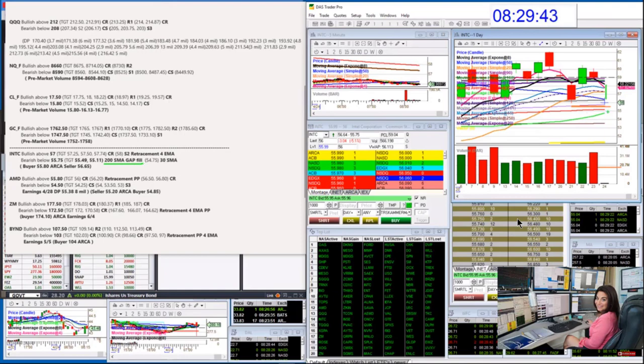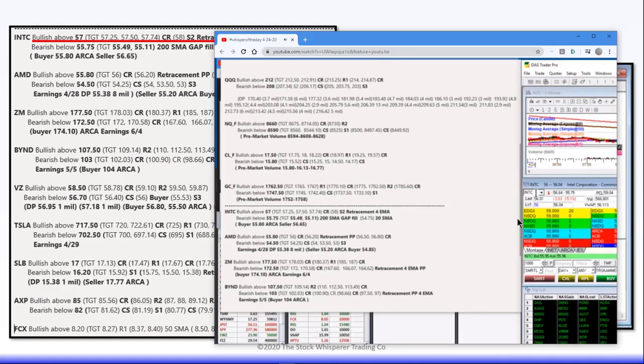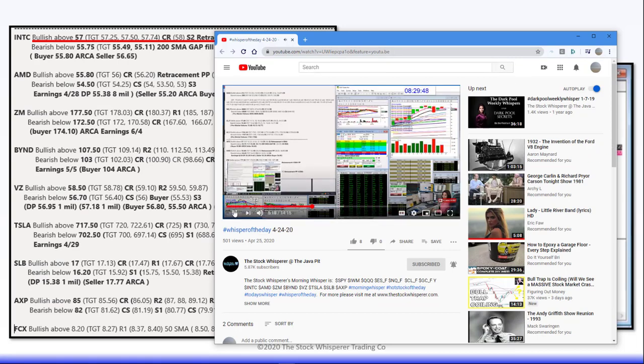Yeah, so if we do close below that in the future, uber bearish. AMD has earnings next week.